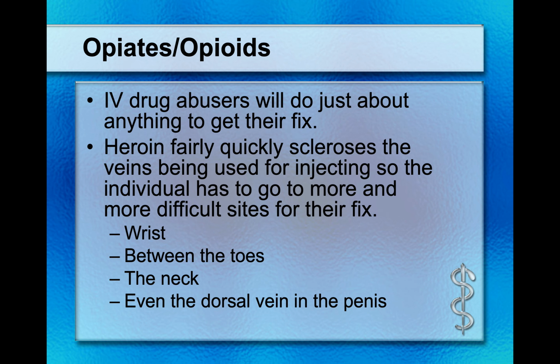IV drug abusers will do just about anything to get their fix. Heroin fairly quickly scleroses the veins being used for injecting, so the individual has to go to more and more difficult sites for the fix. Their wrist is fairly easy to get to. They go between their toes. They'll inject themselves in their neck. If they are male, they will use the dorsal vein on their penis. That is the vein on top of their penis.